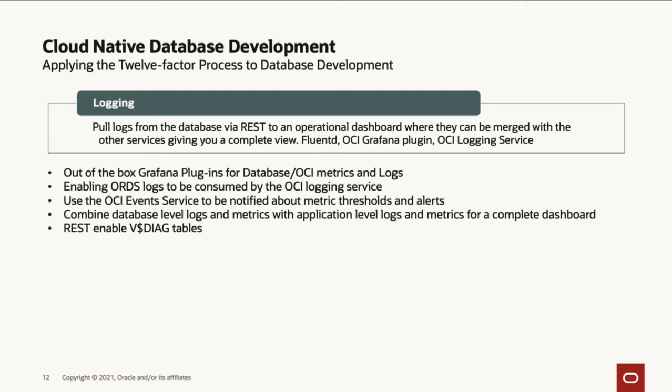The second plugin is a logging plugin that will help you pull logs out of the OCI logging service directly into a Grafana dashboard. So this is important because if we're capturing these metrics in real time of what's going on with the database, what's going on with our compute instances, what's going on with our Oracle REST Data Service instances, we can see exactly when an issue happens, pinpoint where that issue is, and then take action.